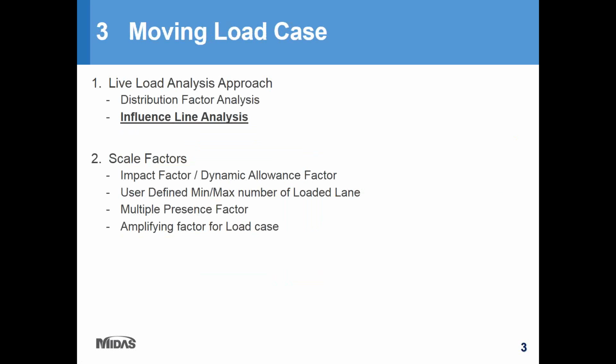Moving load case. There are 2 approaches for moving load analysis. One is distribution factor analysis, and the second is influence line analysis. Our program is currently using influence line analysis. There are 4 scale factors that you can assign in the program. First is impact factor, also known as dynamic allowance factor. Second is user-defined min-max number of loaded lanes. Third is multiple presence factor. And last one is amplifying factor for selected load case.